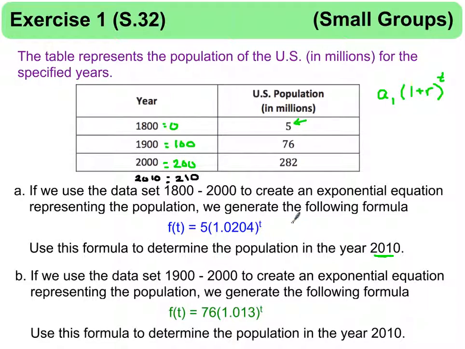So you would type in your calculator 5 times the 1.0204 raised to the 210 power, not 2010. You don't put the physical year in there for that piece. And so when you solve that and calculate it, you're going to end up with 347 million.